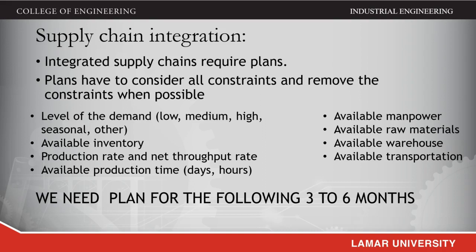Which are the constraints? The current level of demand, whether it's changing to higher, lower, or remaining the same. Is the demand seasonal? The amount of inventory required to be able to timely respond to the customer requirements. The capacity of the plant expressed as the production rate or production throughput that manufacturing facilities have. The total capacity expressed in terms of the number of available days or shifts that can be dedicated to production as opposed to, say, for instance, maintenance. The available manpower, the available raw materials, the available warehousing space, and the available transportation are also constraints.